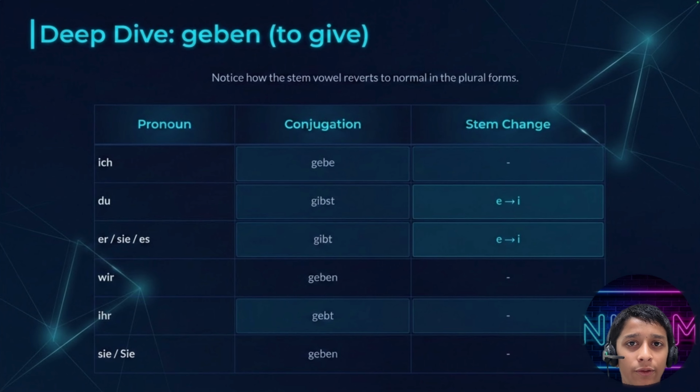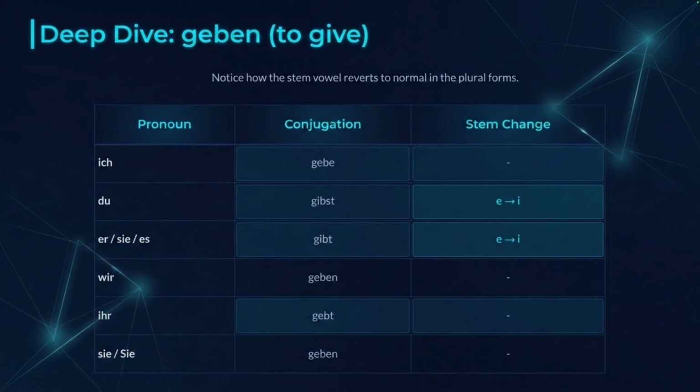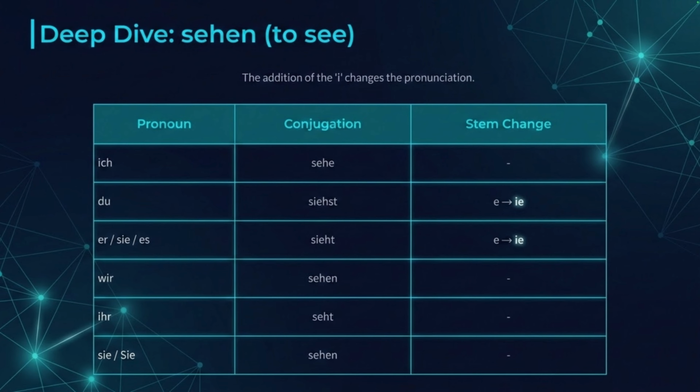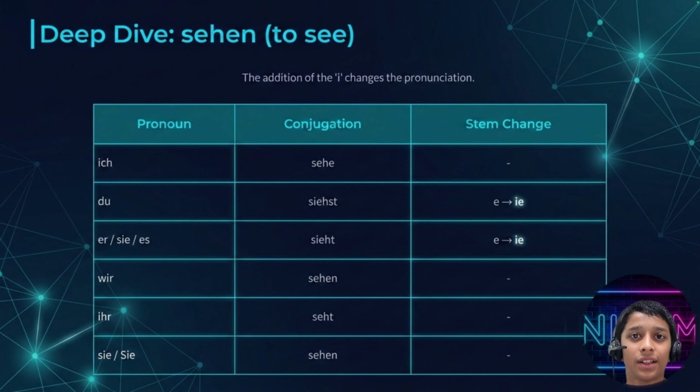The singular shift is precisely that, singular and limited to du and er/sie/es. Study this table until the pattern is automatic. Geben is extremely common and mastering its conjugation will serve you in countless contexts. Sehen follows the same structural logic.